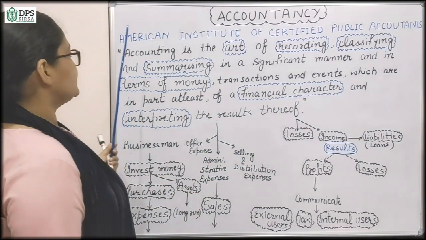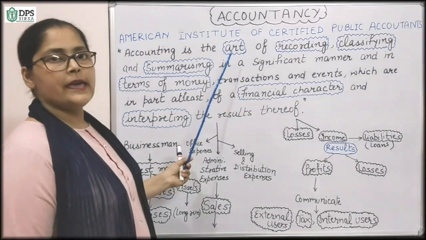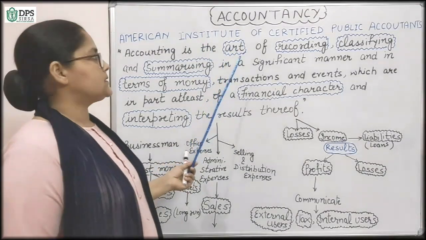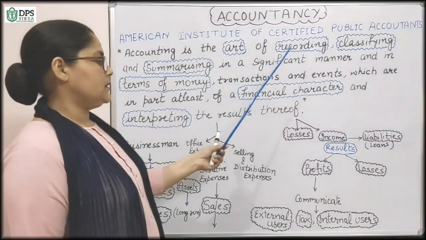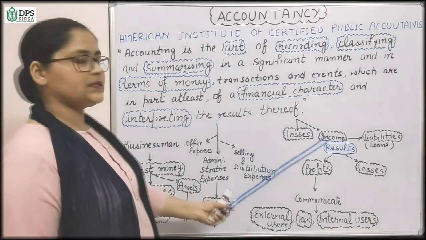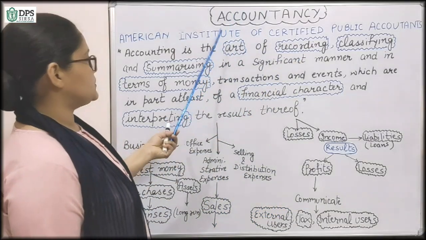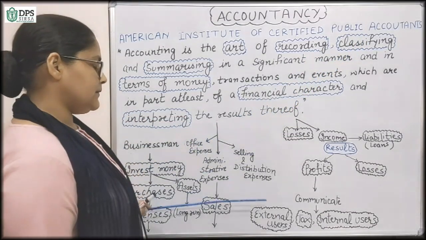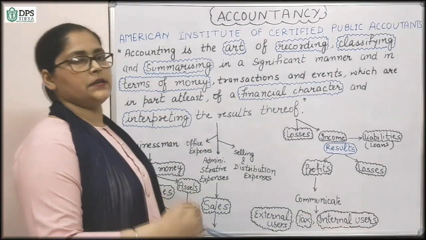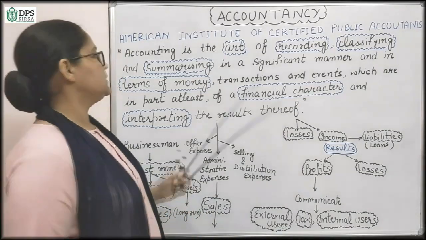This means that accounting is an art as well as a science. So, accounting is the art of recording. To record all these transactions or events is part of accounting, and classifying. Then we classify all these transactions in different heads. In detail, we will do it.